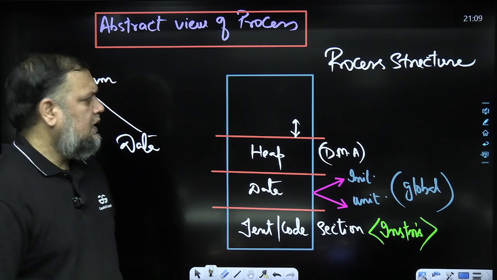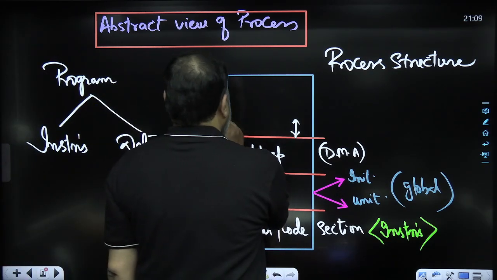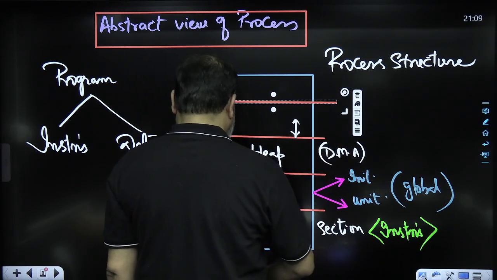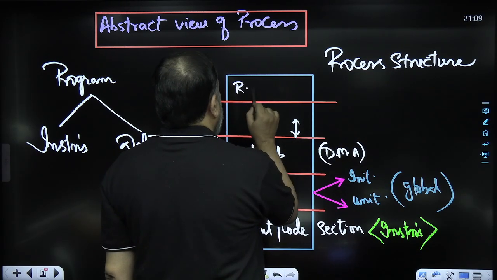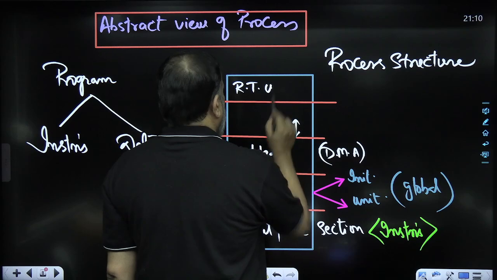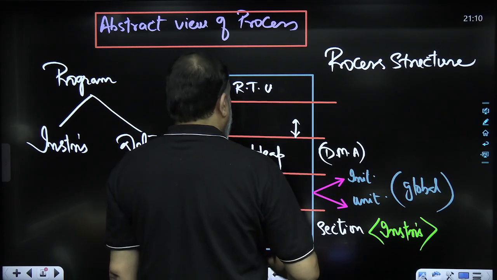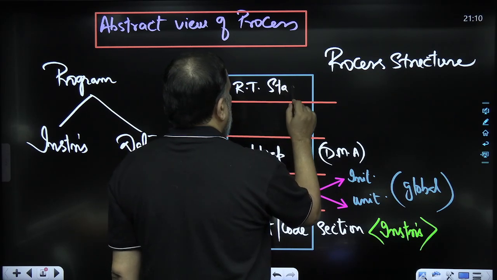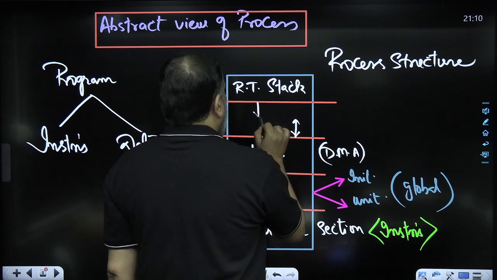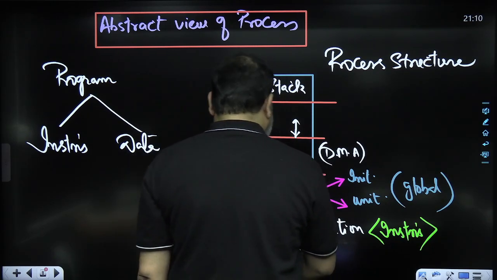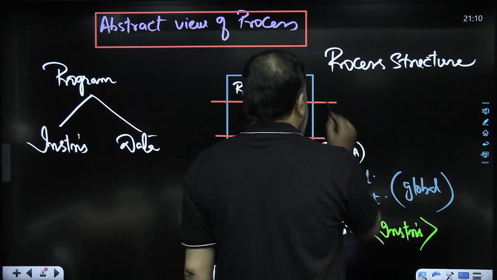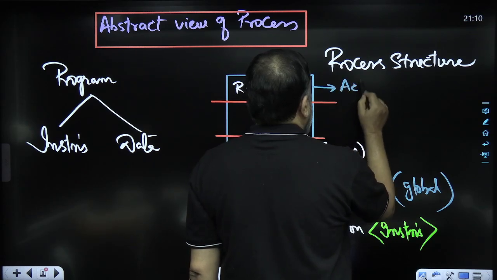That is heap. The last part of the process structure is stack. We say runtime stack or user stack. Apart from the kernel stack, I will have a user stack. Every process will have a user stack. This can grow and shrink. What does this stack contain? This stack contains, very important point, activation records of function calls.